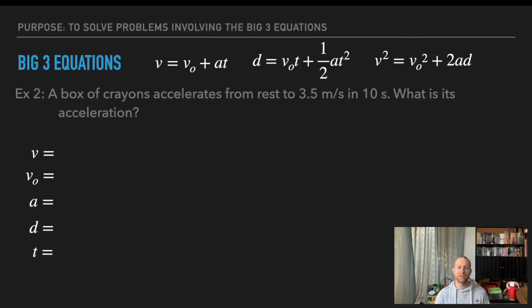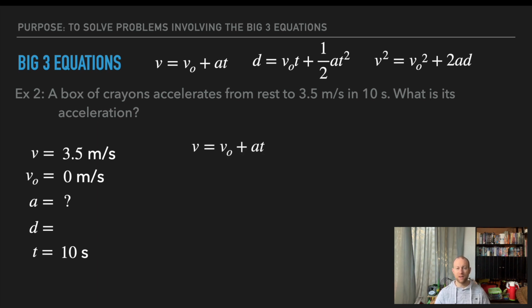Another question: we've got a box of crayons that accelerates from rest to 3.5 meters per second in 10 seconds. We want to know the acceleration. Let's look and see what we're given. It accelerates from rest, so that means it starts at 0 meters per second, and then it goes to 3.5. So that's our final velocity in 10 seconds. That's the time. We want to know acceleration. In this case, we're not caring about displacement, so we want to use the equation that does not involve displacement, which is this one.